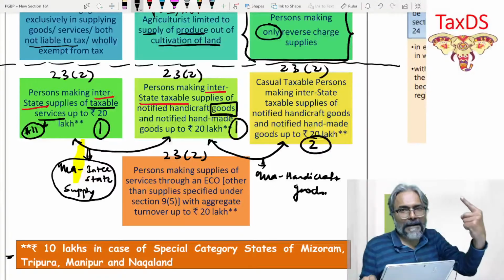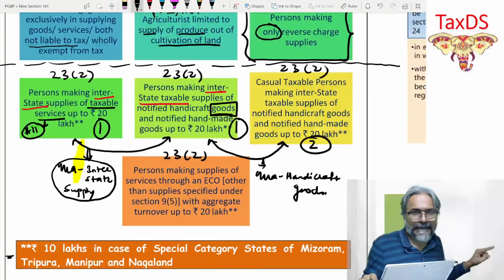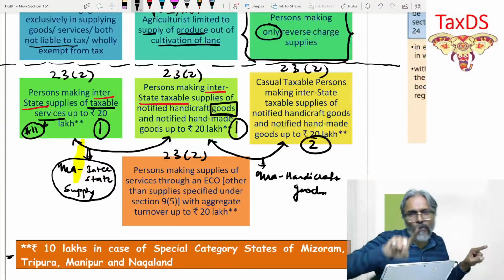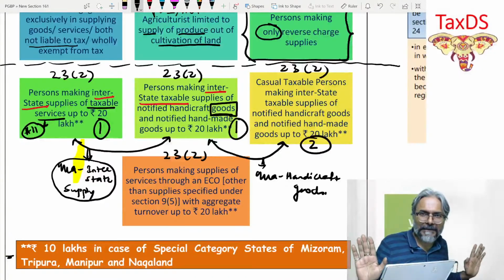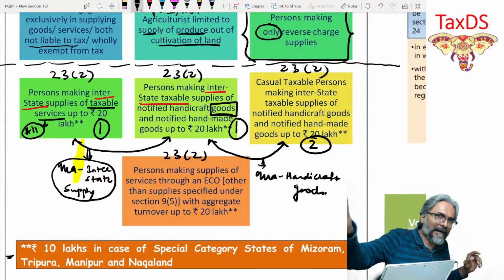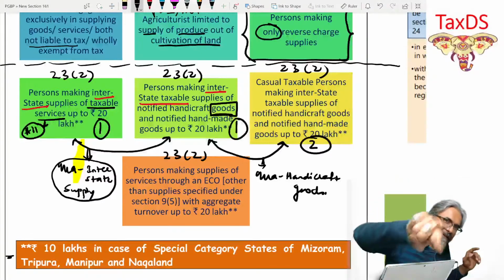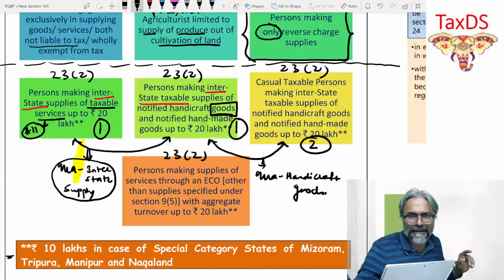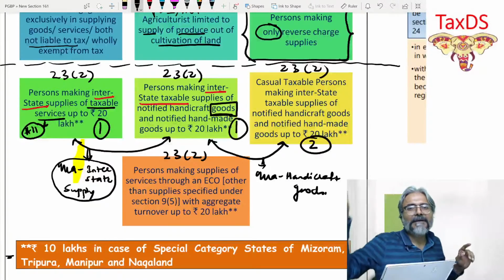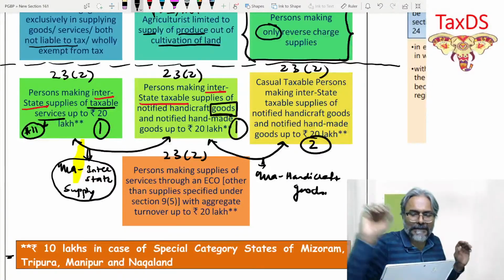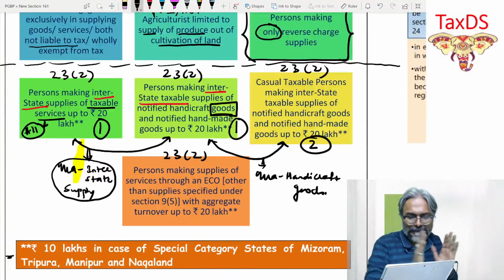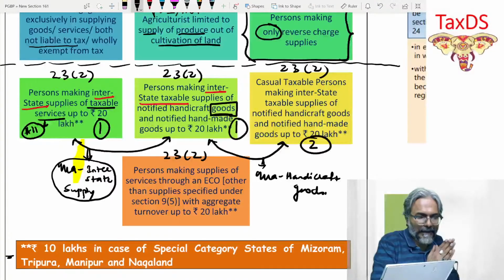So interstate supply for all the services is exempt. Interstate supply for one notified goods, the handicraft item, is exempt. Handicraft item made by a casual taxable person is also exempt. Is that point clear to all of you, friends? Everyone, this is the kind of correlation that you should always bear in mind.